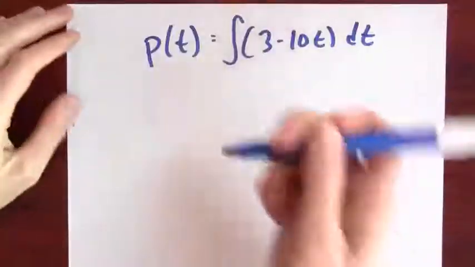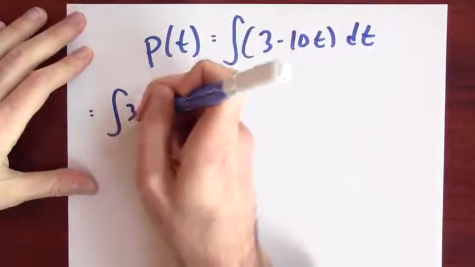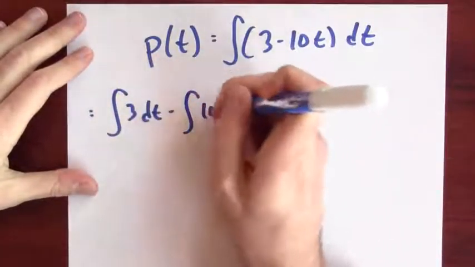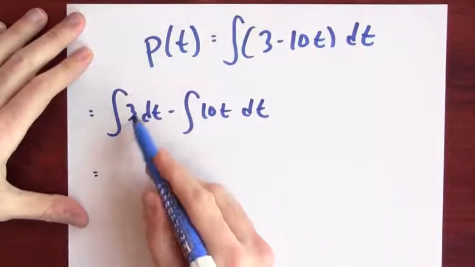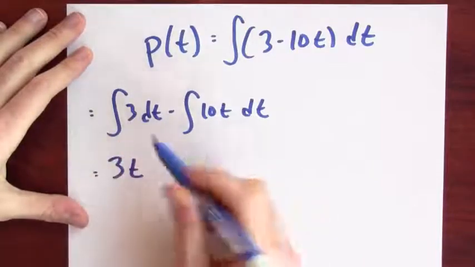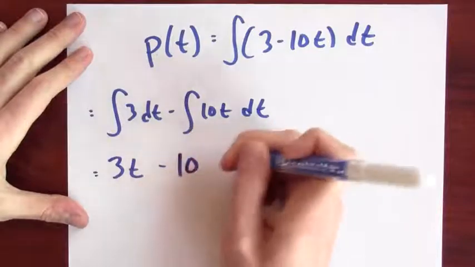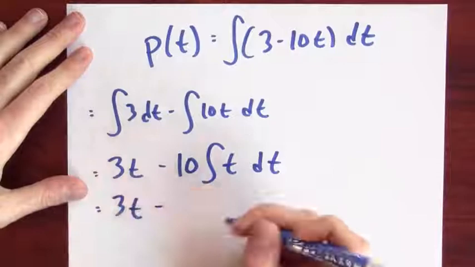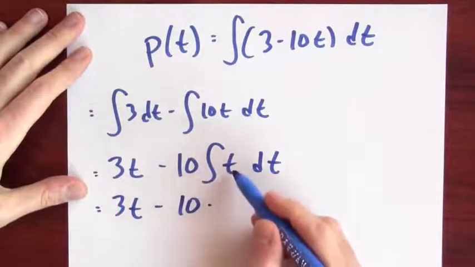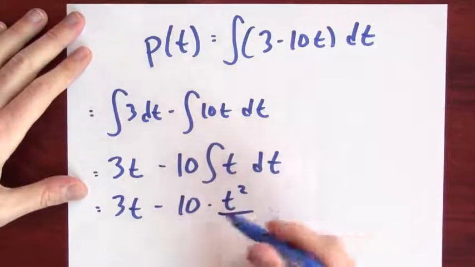And we can solve that antidifferentiation problem. Well, here we go. This is the antiderivative of a difference, which is the difference of antiderivatives. Now I'd like to antidifferentiate 3. Well, the antiderivative of a constant is just that constant times t. And what's an antiderivative of 10 times t? Well, that's 10 times an antiderivative for t. So I've got 3t minus 10 times, what's an antiderivative for t? By the power rule, an antiderivative for t is t squared over 2.